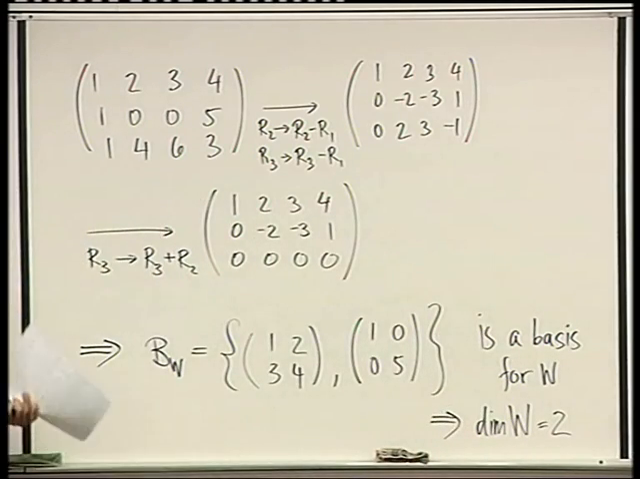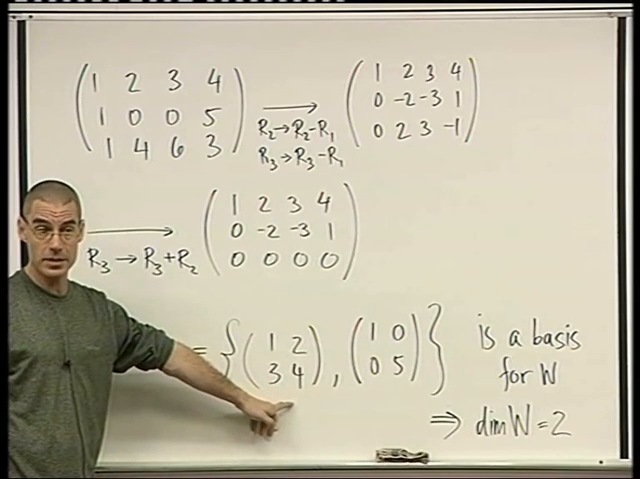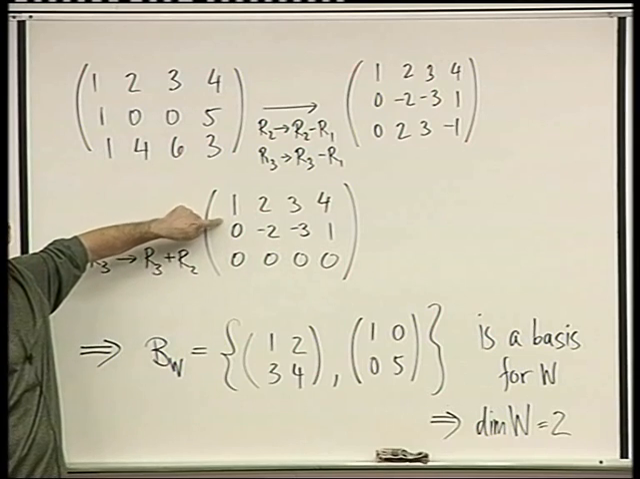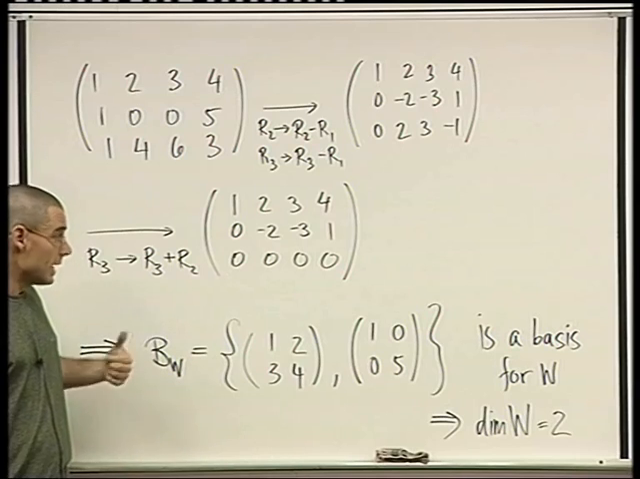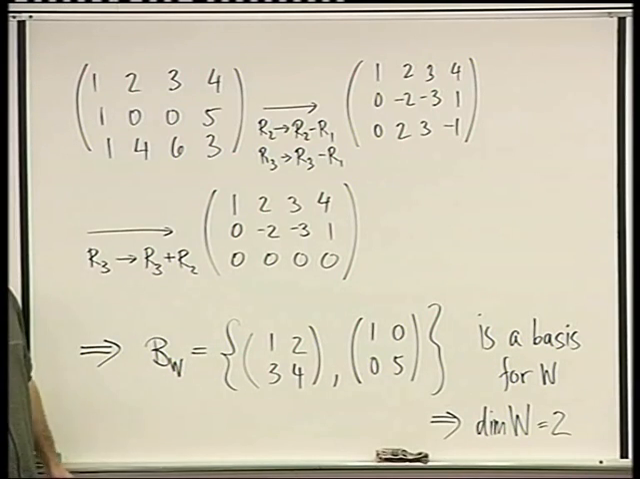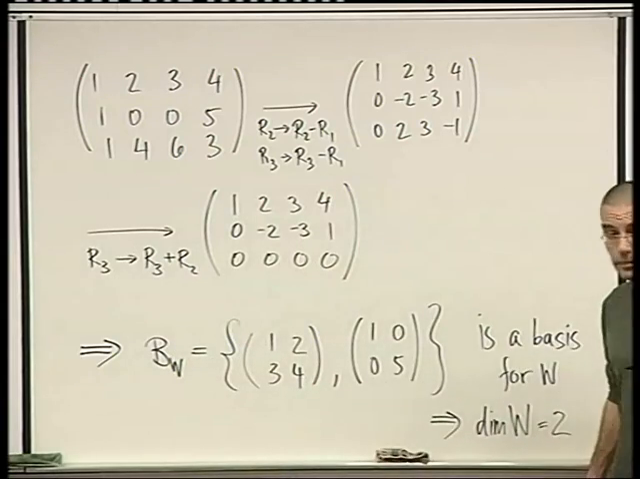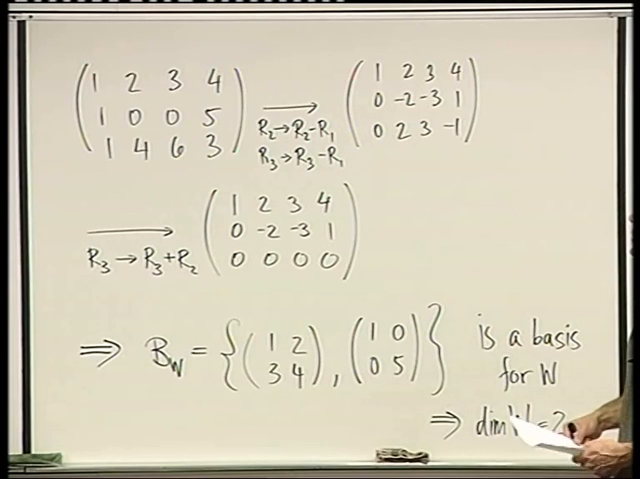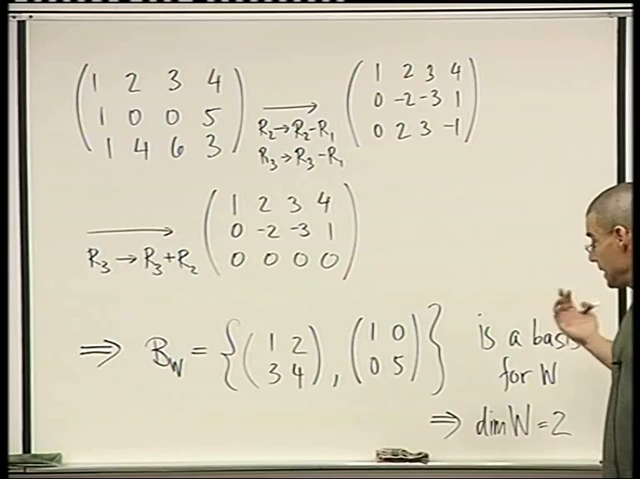Good? It's a basis because these two are linearly independent. You can take these two, that would be just as good. So these two are linearly independent, and they span everything. Good? Everybody good?